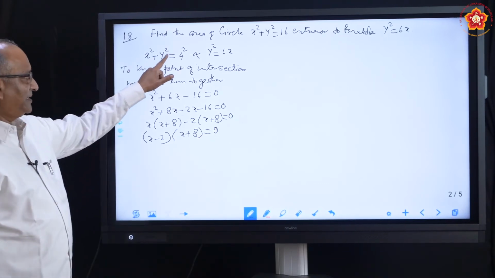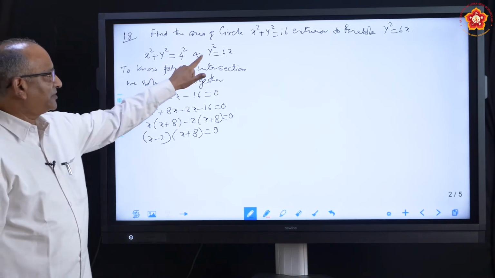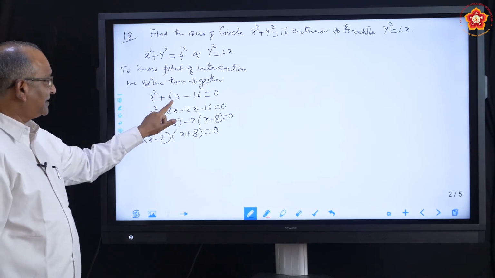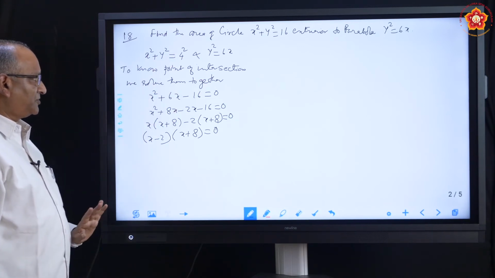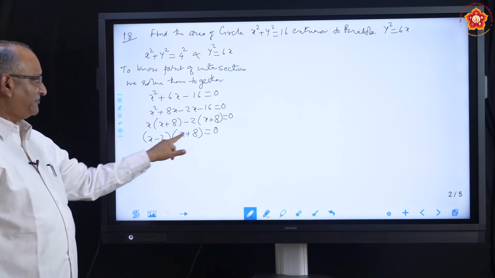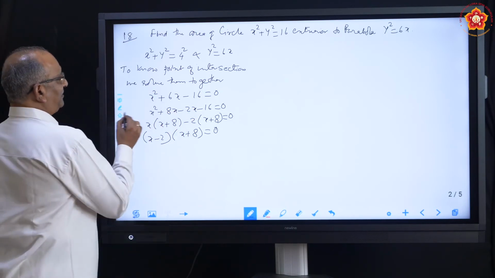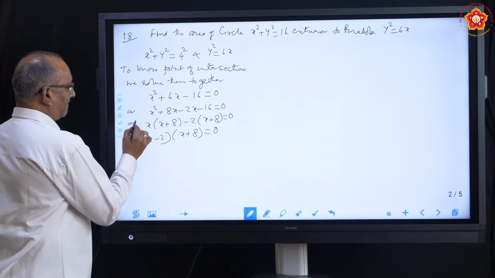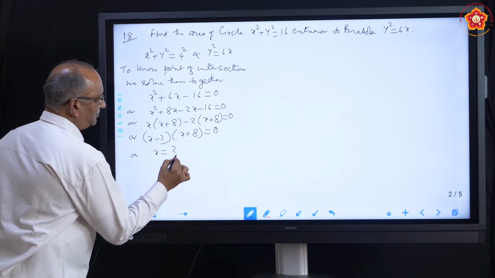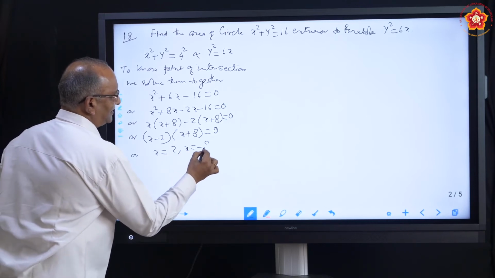x square plus y square equal to 16. We substituted the value of y square as 6x, so it became x square plus 6x minus 16 equal to 0. 16 is the product, so we took it as 8x minus 2x. Now when we simplify, you get two answers, x equal to 2 and x equal to minus 8.